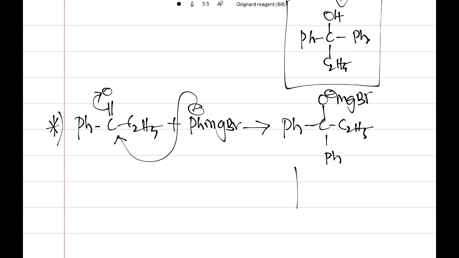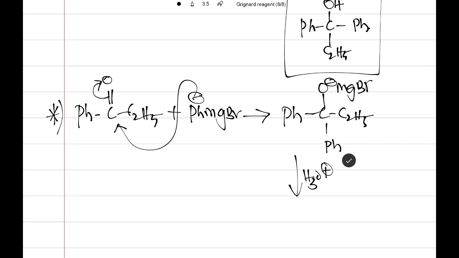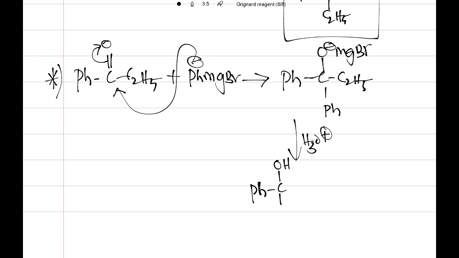Now on hydrolysis, we can get the same product as the previous reaction, this way: Ph, C OH, downside it is Ph, and this is the C2H5. Okay, right, so this is the reaction with the ketone.